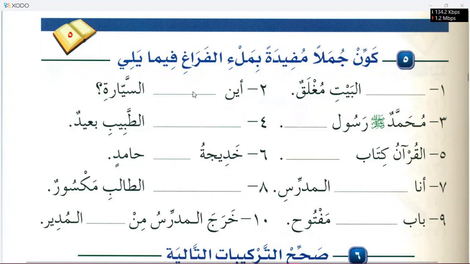أين عمار سيارتي؟ What is the meaning of this? Where is Ammar's car? No, this is not possible, because mudaf comes before mudaf ilayhi. In your sentence, Ammar is mudaf ilayhi, so it is not possible. Here, sayyara is mudaf ilayhi in this sentence. Aina miftahus sayyara. All right.